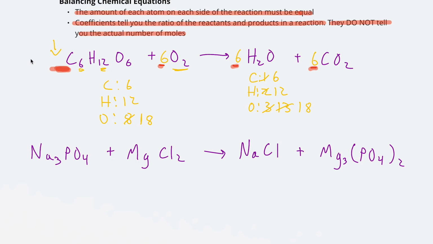We'll do one more for some additional practice, and I'd recommend you pause the video and see if you can replicate the process that we just did. And we'll start by writing out all of our elements and the amount of each. So there's 3 sodiums on the left.